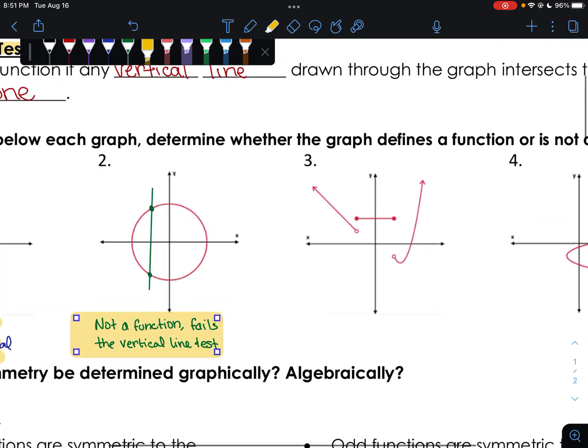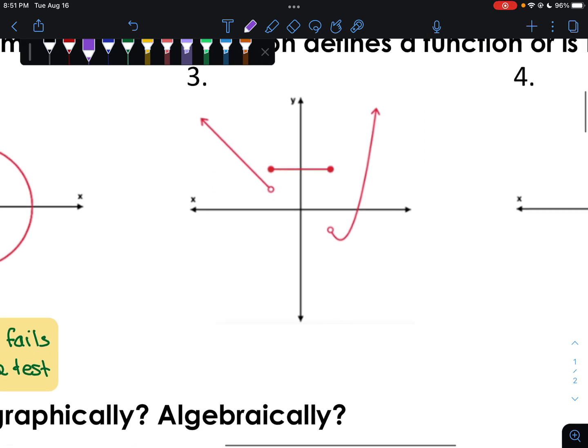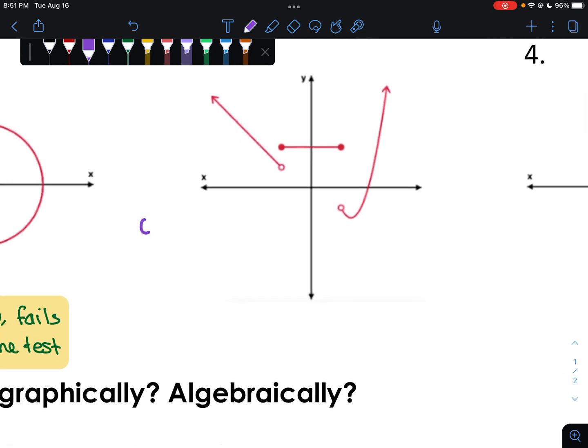Okay, number 3, we have a piecewise function. One thing I want to review before we talk too much about the piecewise function is that we see that we have open circles and we have closed circles. So let's talk about what these represent. Remember that open circles are excluded from the graph, meaning there is not an actual value at an open circle. If you see a closed circle, that means that it is included in the graph.